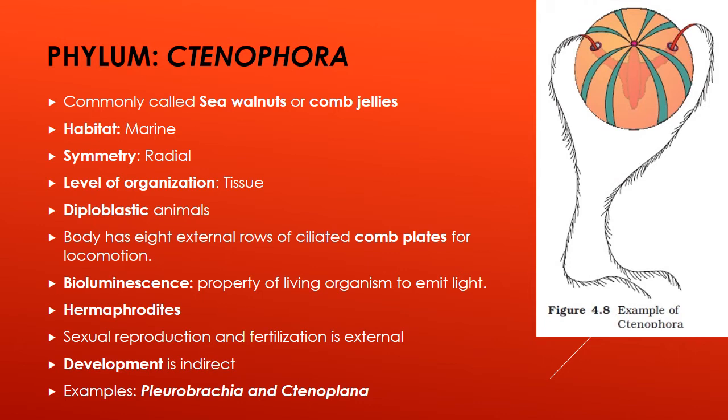They are diploblastic animals, again lower level organisms, and they have 8 external rows of ciliated comb plates for locomotion. In the ball-shaped structure, if you count the green structures, 8 are there. They have cilia mainly for locomotion. An important characteristic is bioluminescence, that is, they emit light. They are hermaphrodites, that is, bisexual. Development is always indirect. Examples: Pleurobrachia and Ctenoplana. Examples are very important.